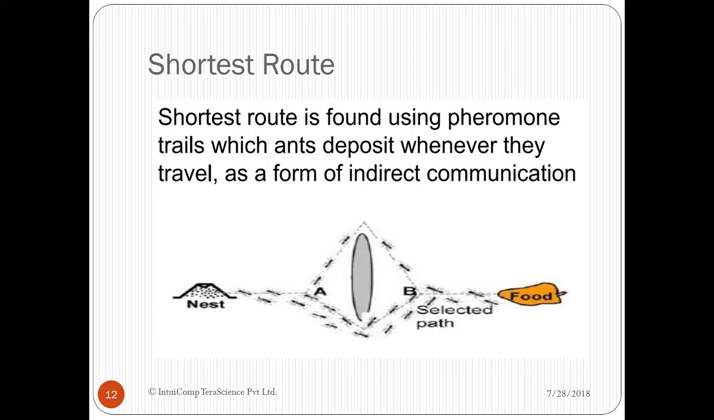The shortest route is found using pheromone trails which ants deposit whenever they travel, as a form of indirect communication. So you can see the ants traveling from the nest. They don't know the path which is to be followed. Usually they take the longest path towards their food, that is the selected path, and finally the shortest path gets discovered.